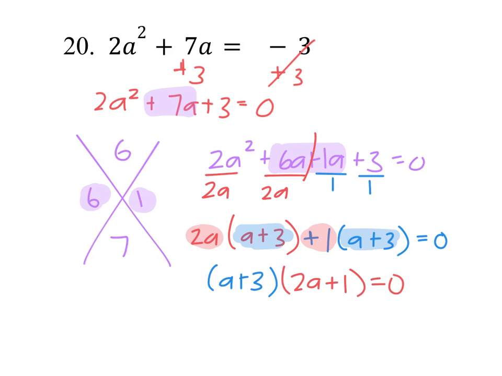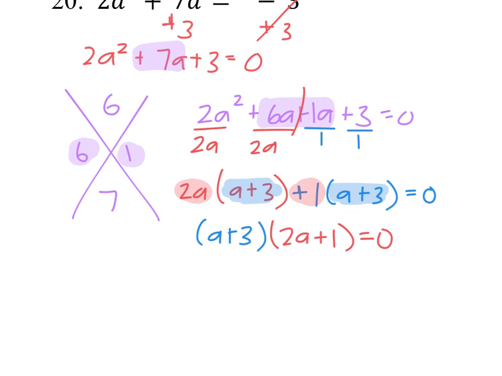Again, these both equal 0. So we're not done yet because we're actually solving this equation. We're not just factoring it. So now I have to set each of these things equal to 0. I've got 2a plus 1 equals 0, and I have a plus 3 equals 0. Now the one on the right here is pretty easy. Subtract 3 from both sides. We get a to be negative 3.